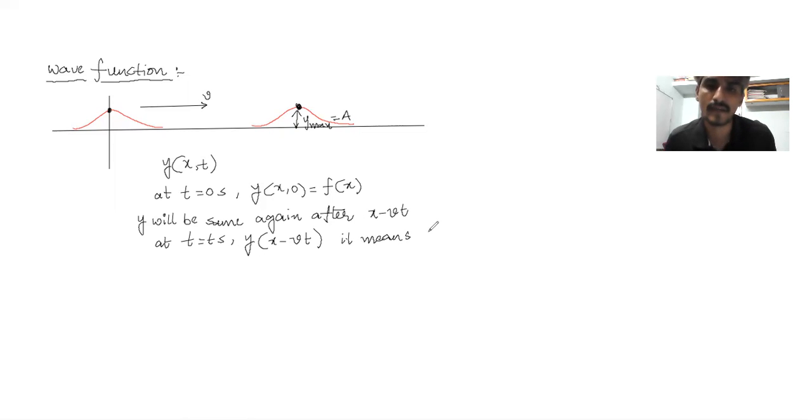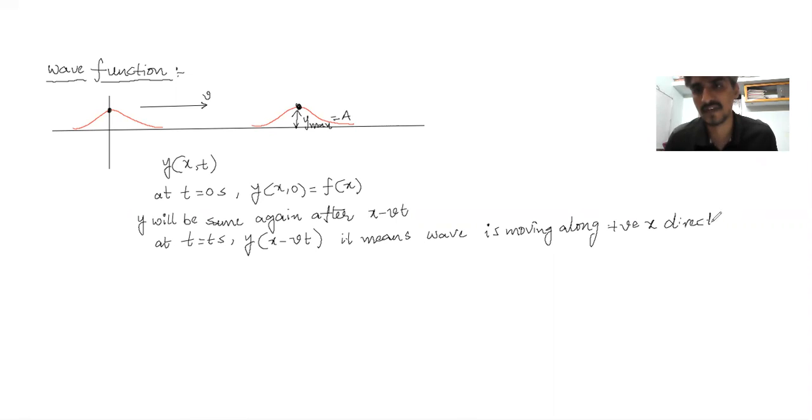the wave is moving along the positive x direction.